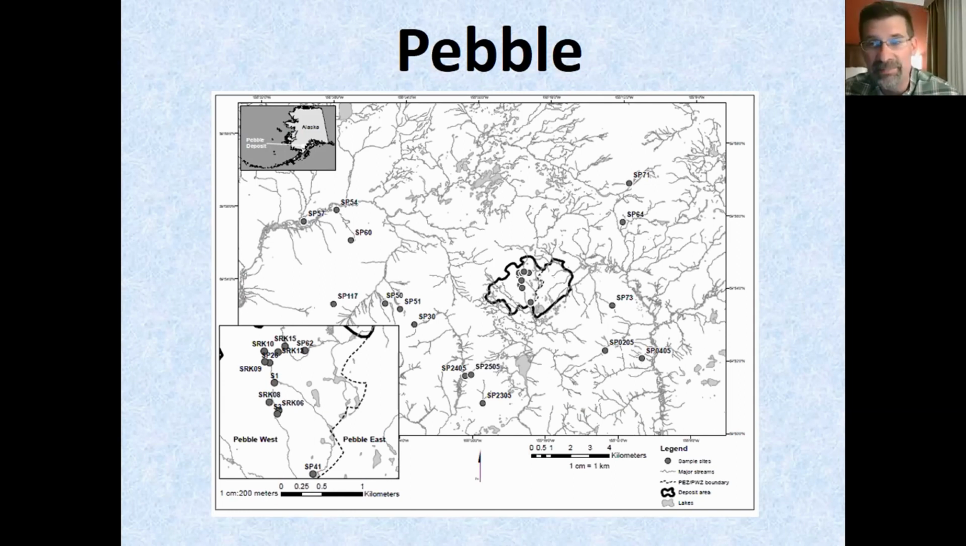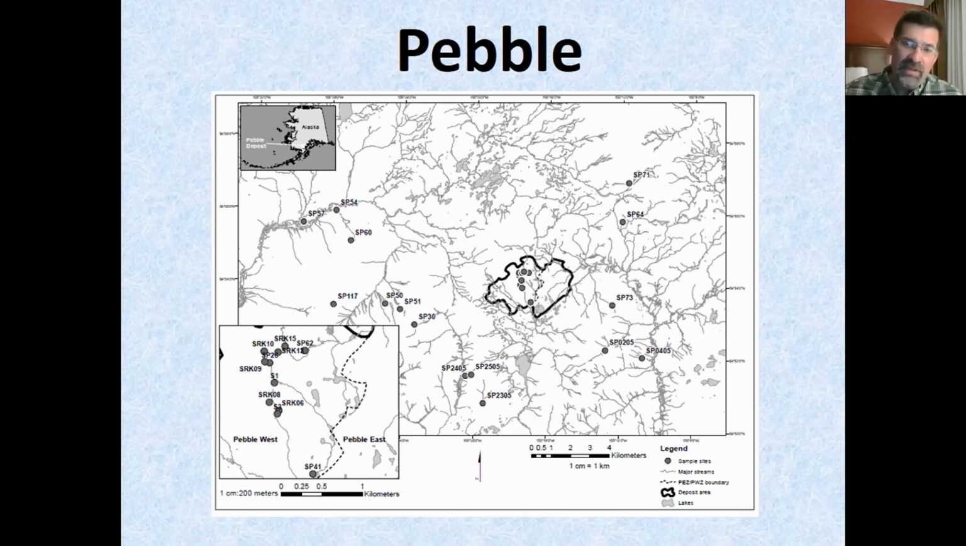So when she contacted me, I said, of course, let's try it. And so the first experiment here, you can see Pebble in the center. The black outline is the 0.5% copper line, so inside that boundary is the deposit itself. And the little dash line there represents the fault that transects the deposit.